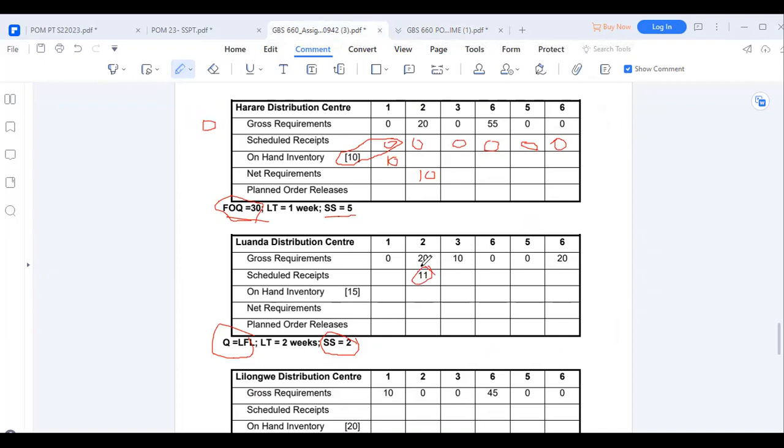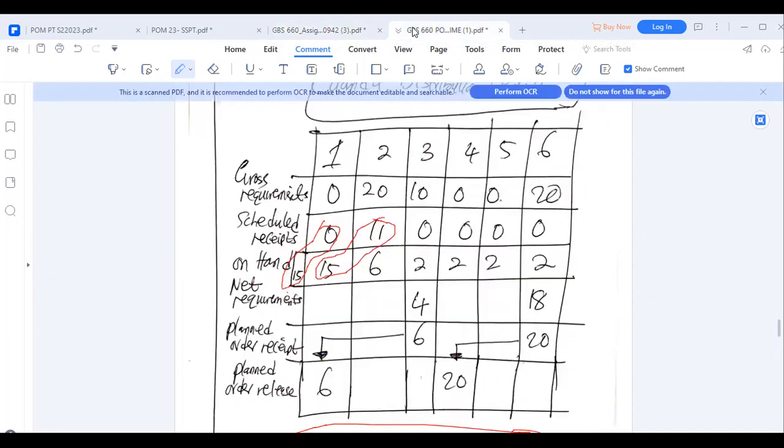For this one, we're using a lead time of 2, safety stock of 2. Inventory should not fall below the safety stock levels. So here we have 6 plus 0 minus 0, which will give us the net requirement of 4. Now, we are supposed to order the net requirements, like lot for lot. So here we would have ordered the 4.